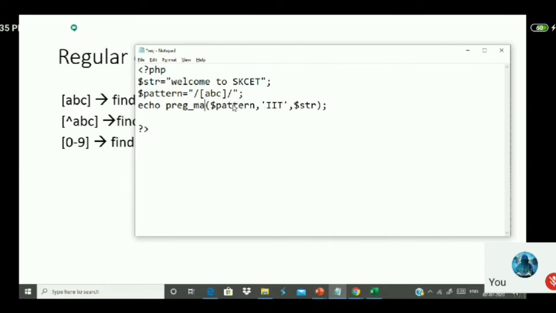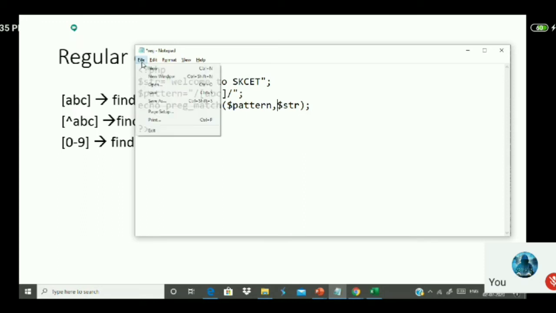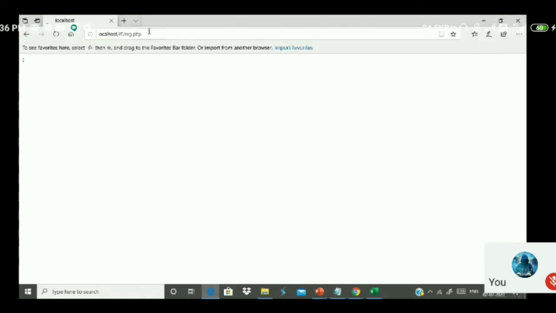Listen carefully. I use a function called preg match. Now in this case, I should get the value 1 here. Why am I getting 1 here? Yes, anyone can answer? Mayappan? Sir, C exists in the string, sir. Yes, C exists in the string. Even though A and B do not exist, even if one character exists in the string, I will get a match here.